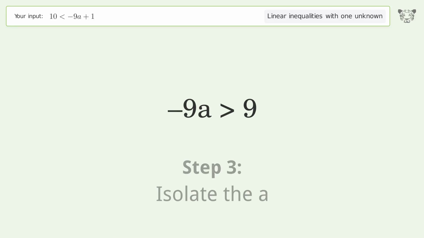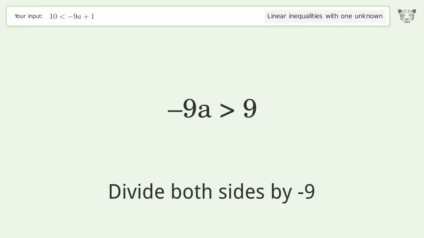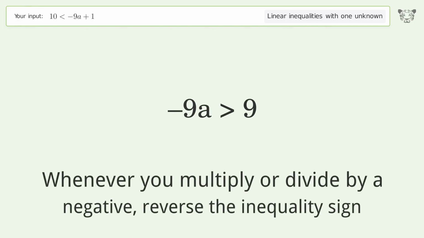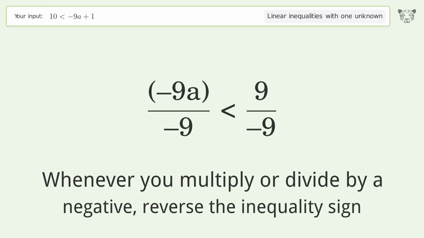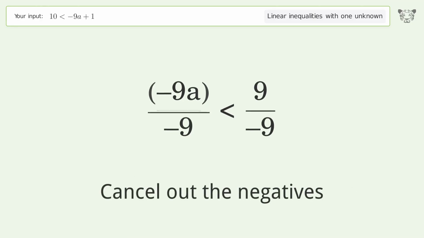Isolate the a. Divide both sides by -9. Whenever you multiply or divide by a negative, reverse the inequality sign. Cancel out the negatives.